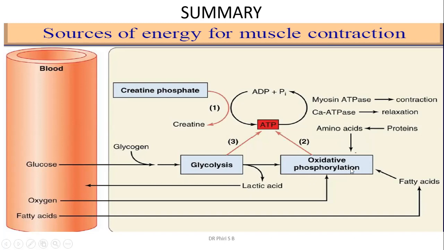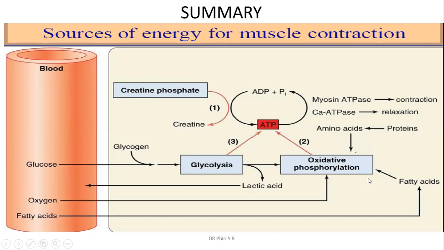Then if you have enough oxygen, the pyruvate will enter the mitochondria, where it's going to join the Krebs cycle into oxidative phosphorylation that produces a lot of ATP, 36 ATP for muscle activities.